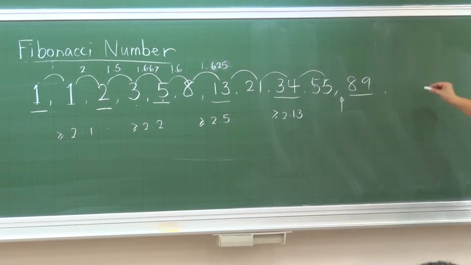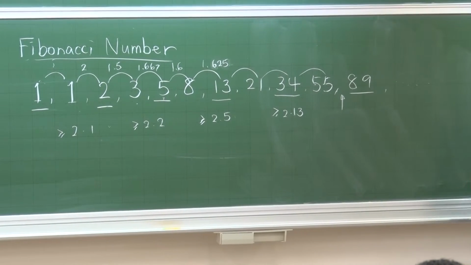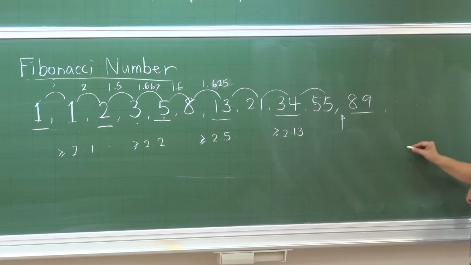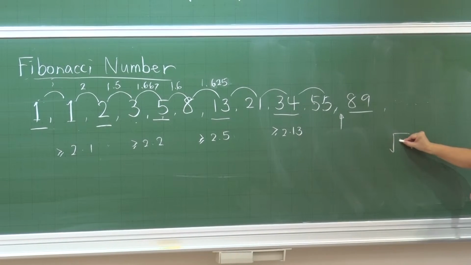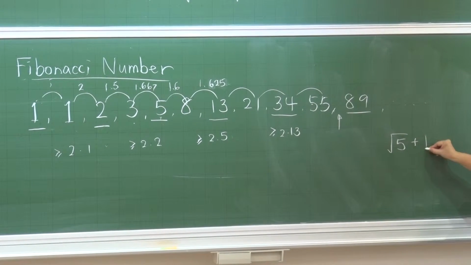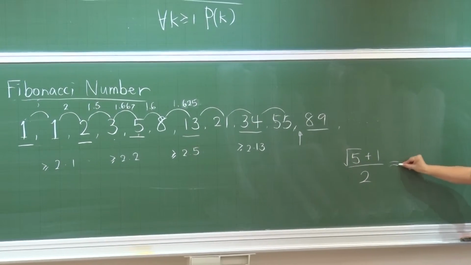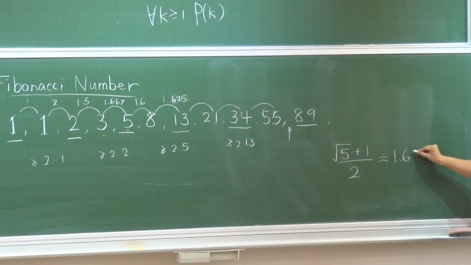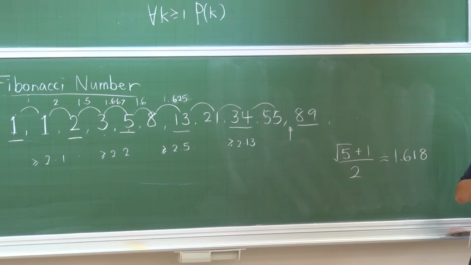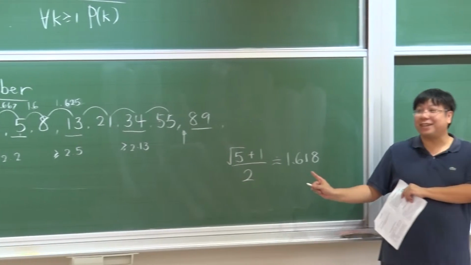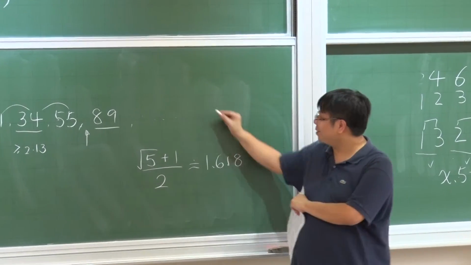Let me tell you, in the limiting case, the ratio between two terms will be this number, square root 5 plus 1 over 2. This number is close to 1.618. What is this number? Anyone know? Very good. This is the golden ratio.